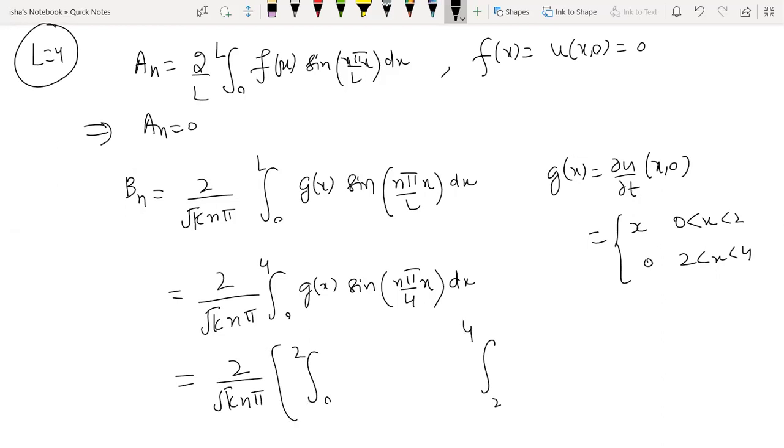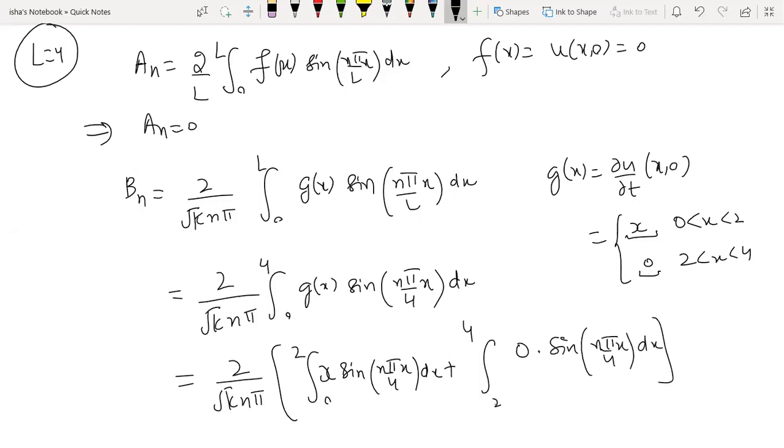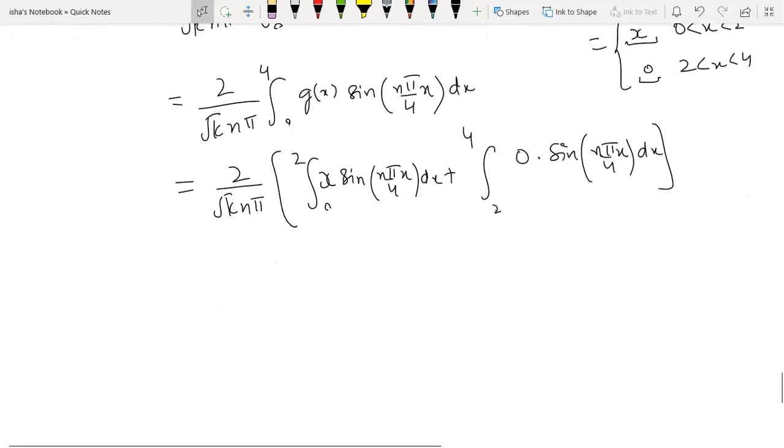From 0 to 2, gx takes value x, so this is x into sine n pi by 4 x dx. From 2 to 4 the value of gx is 0, so it's 0 into sine n pi by 4 x dx, right? gx was given to you, we just substituted its value, and now again it's all about solving the integrals. Once you solve, the second integral is obviously gone because it's simply 0. You can use integration by parts here.